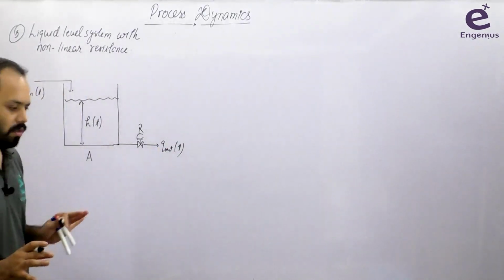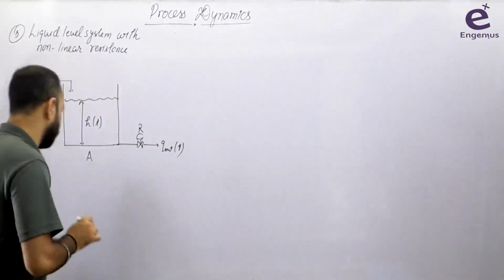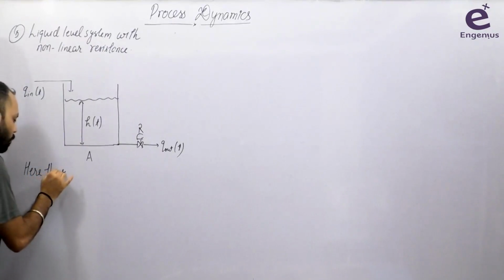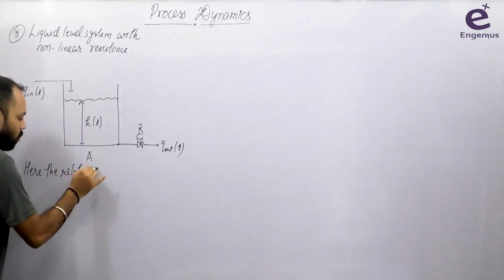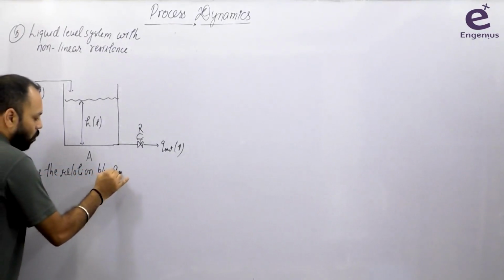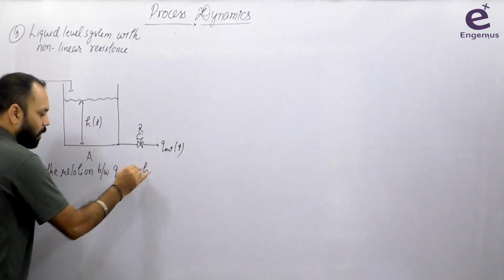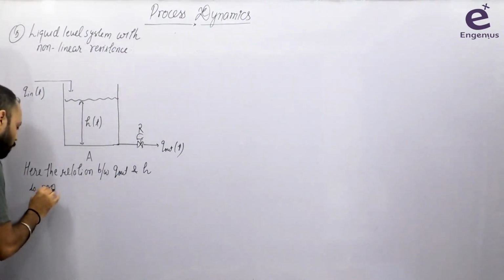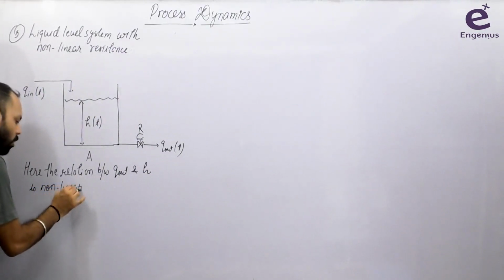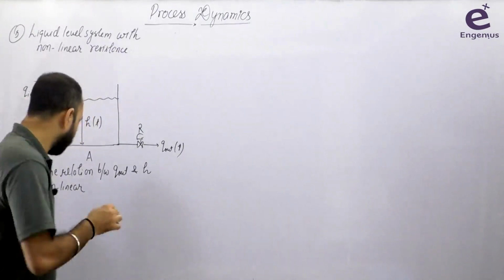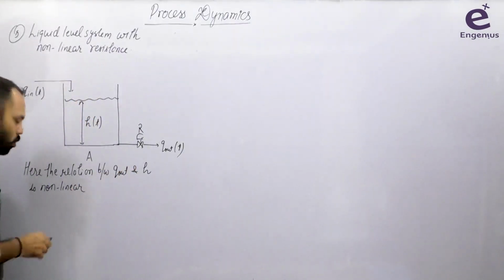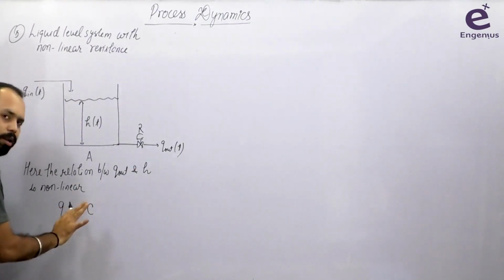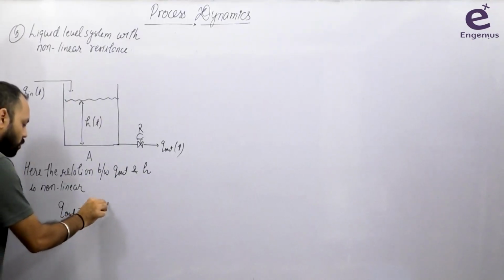I'm not writing any assumptions. The assumptions are same as before. The only thing which has changed is the relation between Q out and height of the liquid level in the tank, which is non-linear. Now you may ask, sir, what does a non-linear relation look like? The one characteristic of a non-linear relation is that the power of H will not be equal to 1, and this is something like Q out is equal to some constant C, can be any number, root H.